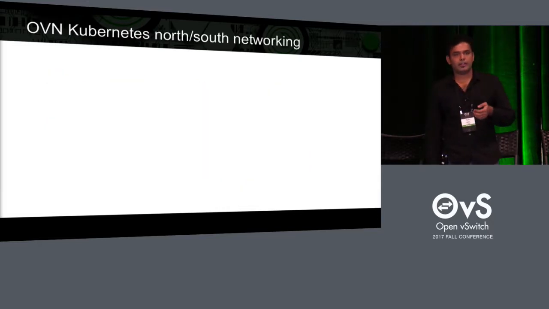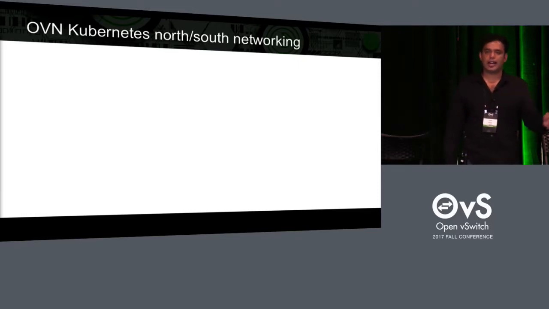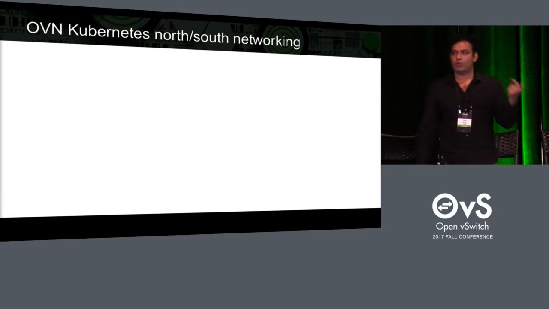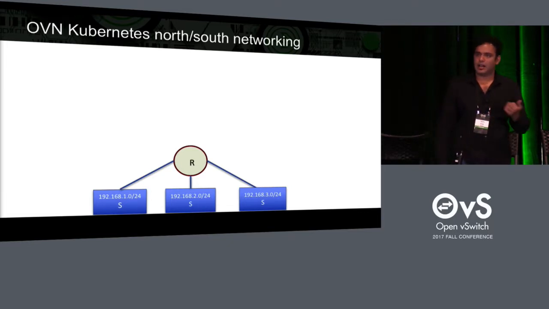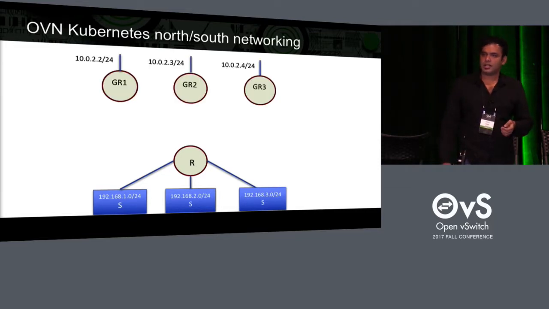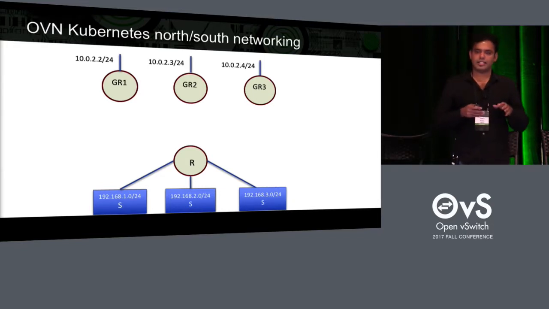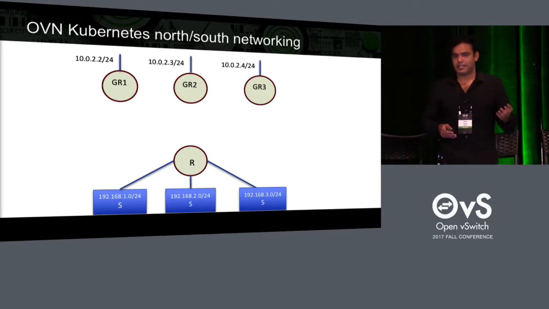But if the traffic from your pods has to leave your cluster, or someone outside the cluster wants to talk to the pods inside, you need north-south connectivity. For east-west connectivity, as explained in the previous slide, you have a router and a bunch of logical switches. For north-south connectivity, we have this idea in OVN called gateway routers. These are host-specific, and their external-facing IP addresses are your real physical network IP addresses.